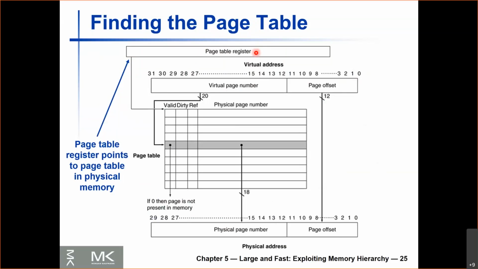Okay, so this is a good solution. Because the page table is too large to fit on chip, we're going to store it in memory, and we're going to have a register that tells us where to find this page table in memory. But now we have a problem. What's the problem?